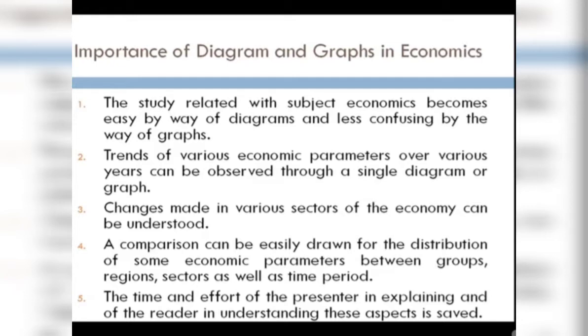The second point you can term economic trend information. Now, on your screen you can see that trends of various economic parameters over various years can be observed through a single diagram or graph. For example, during the implementation of various policies in India, the change in the national income growth rate and the per capita income growth rate can be shown in graphical form very easily. So in short, trends of various years can be seen in a single graph or diagram. That is what you will write in economic trend information.